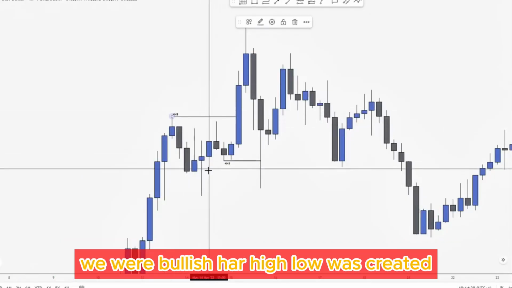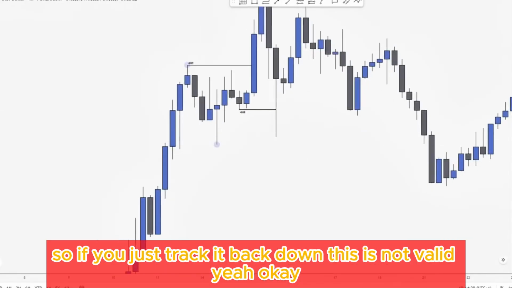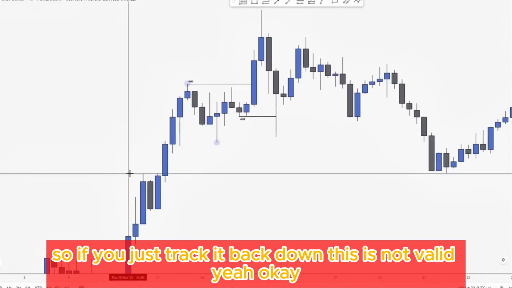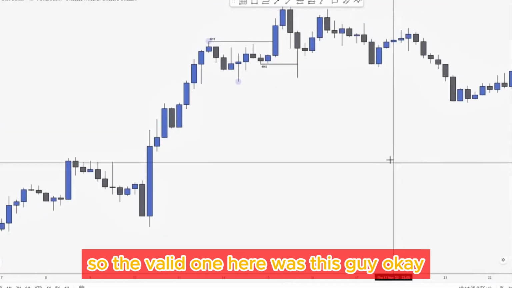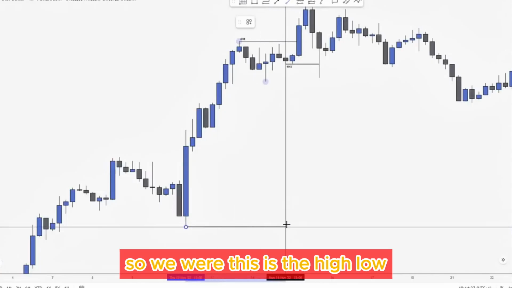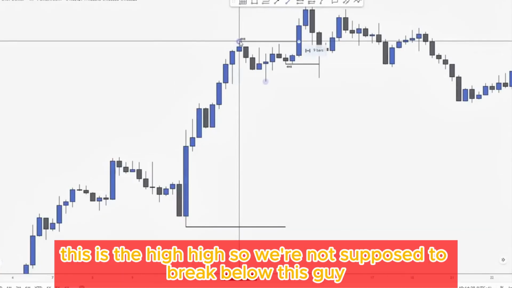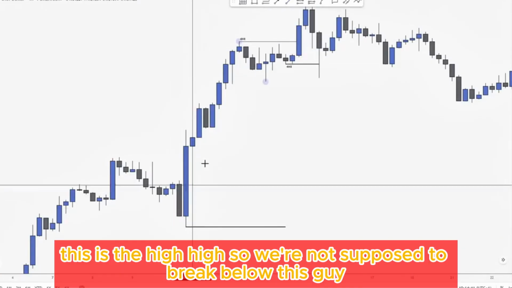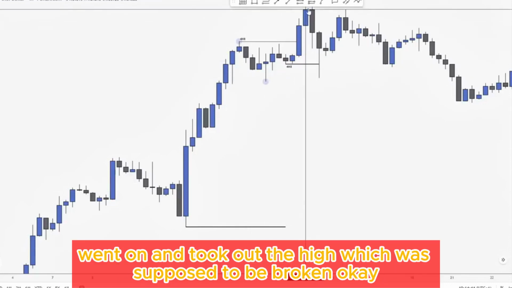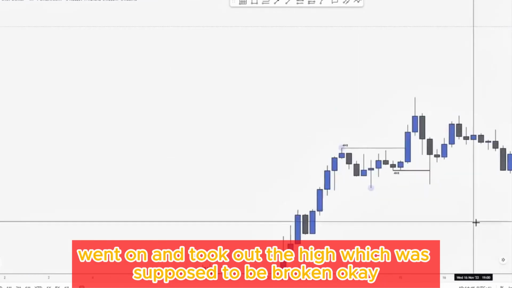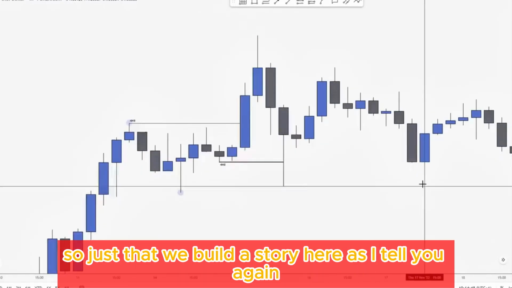We were bullish, high, our low was created. So if we just track it back down, this is not valid. Yeah, okay, so the valid one here was this guy, okay? So this is the hard low, this is the hard high, so we were not supposed to break below this guy. We just gave a little pullback, went on, and took out the high, which was supposed to be broken. Okay, so just that we build a story.